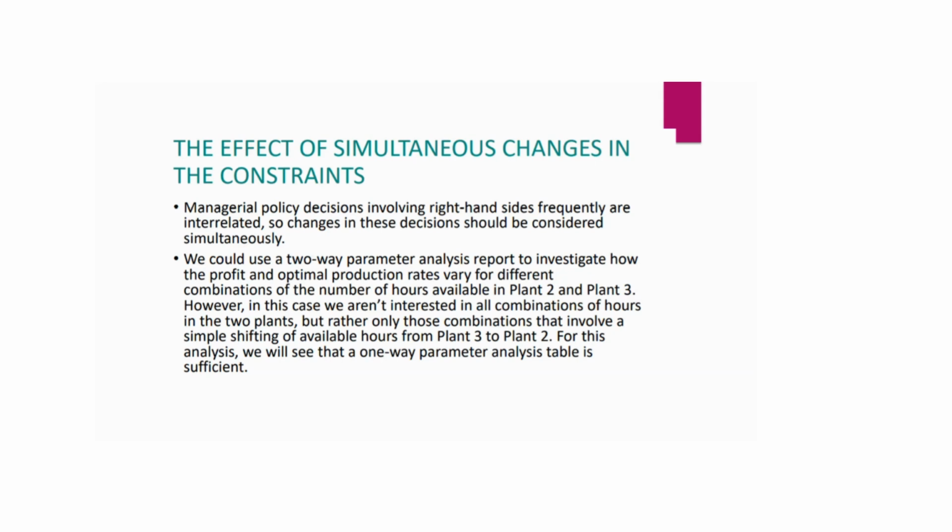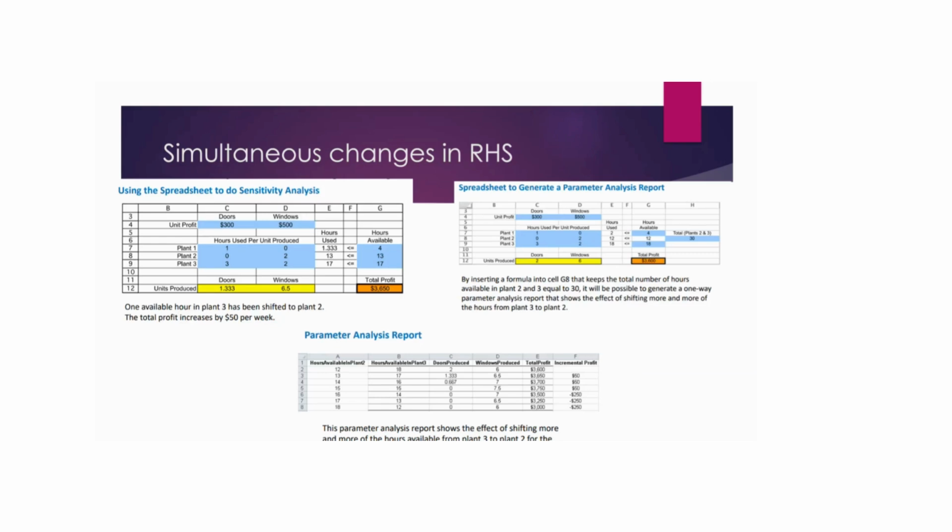It is also highlighted that we're more interested in those combinations of hours on plant 2 and plant 3, which involves shifting of available hours between these two plants. And for this analysis, a one-way parameter analysis is sufficient. So we don't need a two-way parameter analysis report that involves two plants because we are simply shifting hours from one plant to the other.